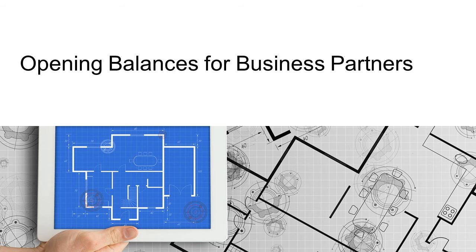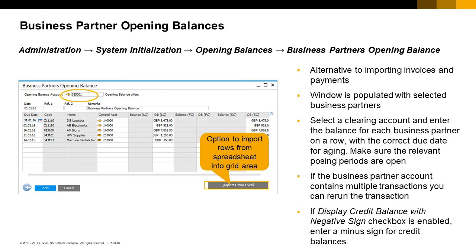In this section you will learn about tools for entering business partner opening balances. The Business Partner's Opening Balance transaction is an easy-to-use tool, and an alternative to importing invoice documents and payments using DTW. When you open the transaction, the window is populated with the selected business partners. You first need to select an opening balances clearing account which is used in the journal entry as the offsetting account. If possible, use the aging report from the legacy system.